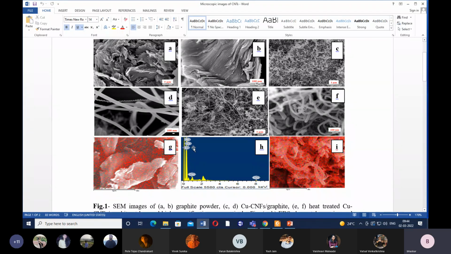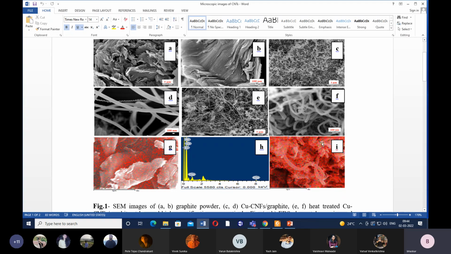And oxygen. Okay, so carbon and oxygen came from the carbon nanotubes and the graphite powder, and nitrogen came from the graphite. It depends on the synthesis route also. The way people synthesize this graphite, it contains a certain amount of nitrogen. So by this, I proved that the growth of carbon nanotube was facilitated by the copper nanoparticles.